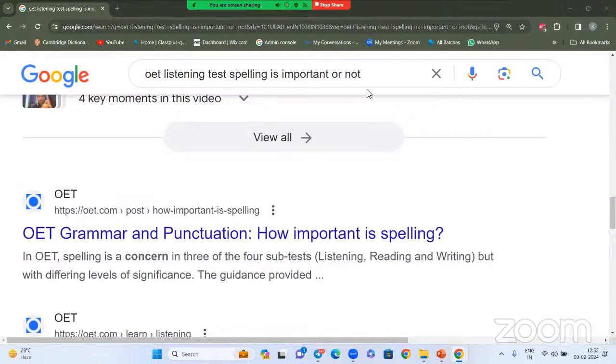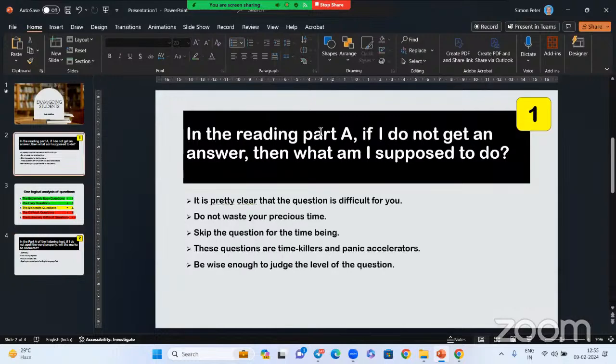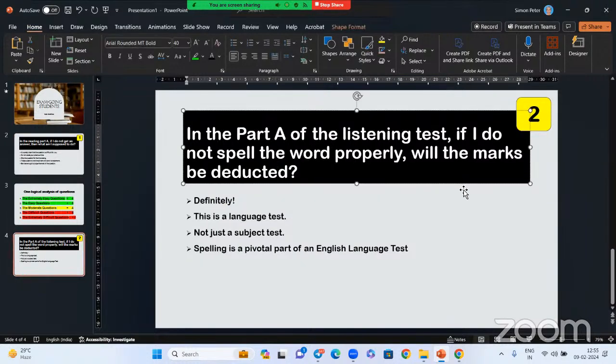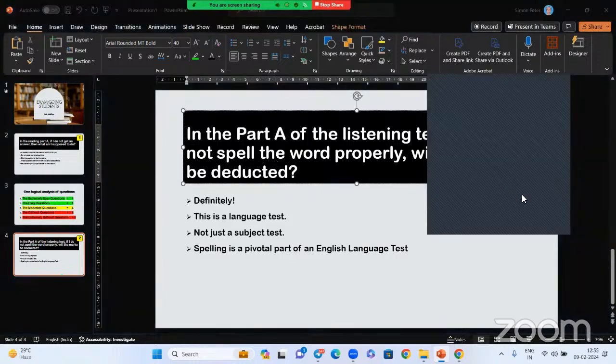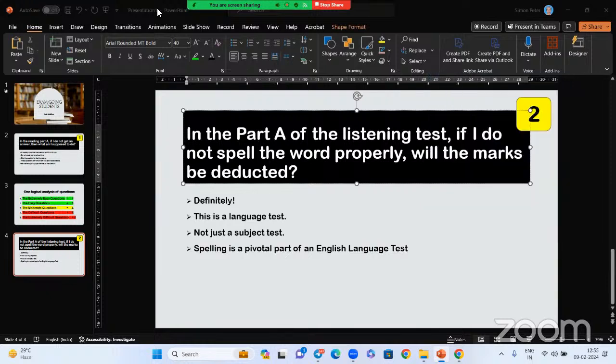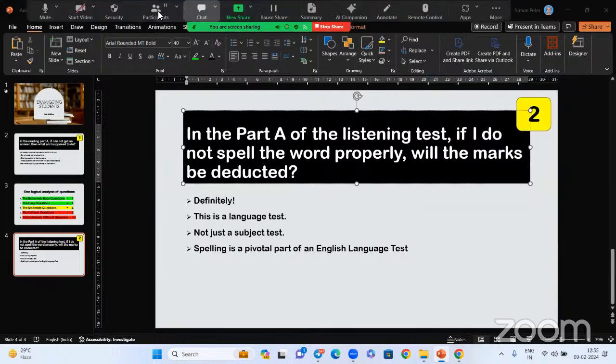Now I want to ask you, what these two suggestions which I have given you right now: in the reading part A, if I do not get an answer, then what am I supposed to do? And the second question, in part A of the listening test, if I do not spell the word properly, will the marks be deducted? Now tell me, what are the suggestions which were given now? Were they useful for you? Yes, definitely, sir. They were really useful for me. Now, do you have any question to ask? No, sir, I don't have. If I have, I'll type, sir.